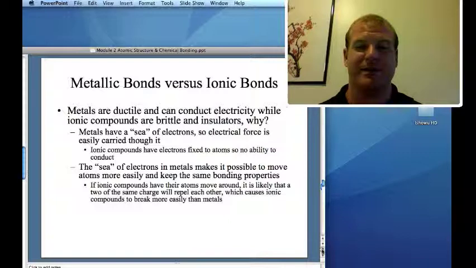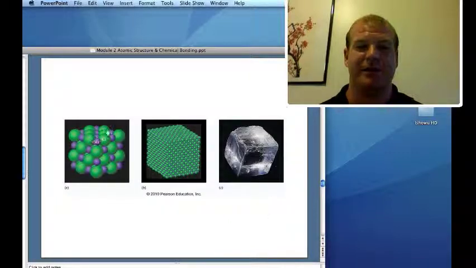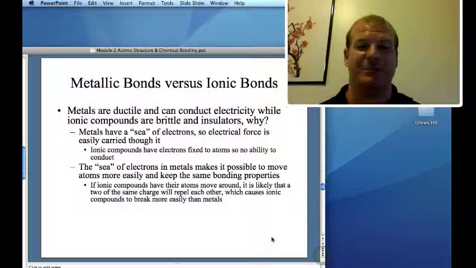And compare this image of a salt crystal. What happens if you just move one of these atoms a little bit? Well, you have a negative ion too close to another negative ion, and with just a little whack of a hammer, you can break apart a salt crystal pretty easily. But a metal, if you whack it with a hammer, just bends, because metals are ductile.